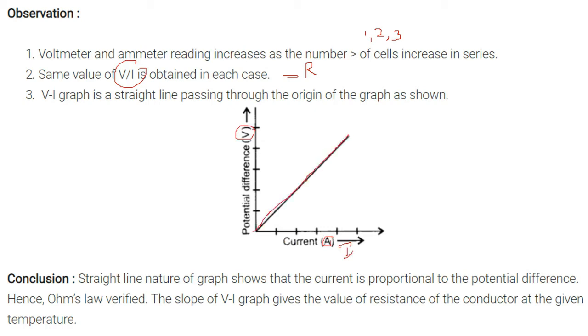It is always a straight line passing through the origin of the graph, and the physical conditions need to be the same. So the conclusion we draw here is the straight line nature of the graph. It shows that the current is proportional to the potential difference. Hence we can verify Ohm's law. And the slope of the VI graph gives the value of the resistance of the conductor at a given temperature.